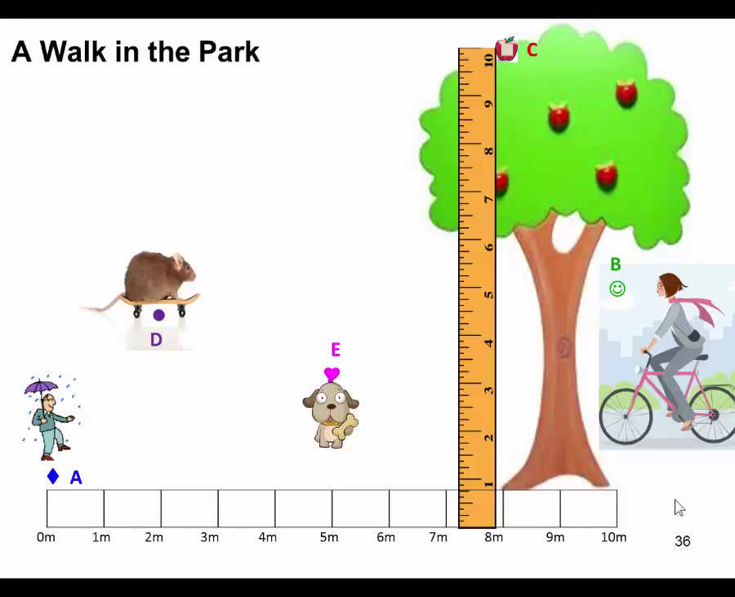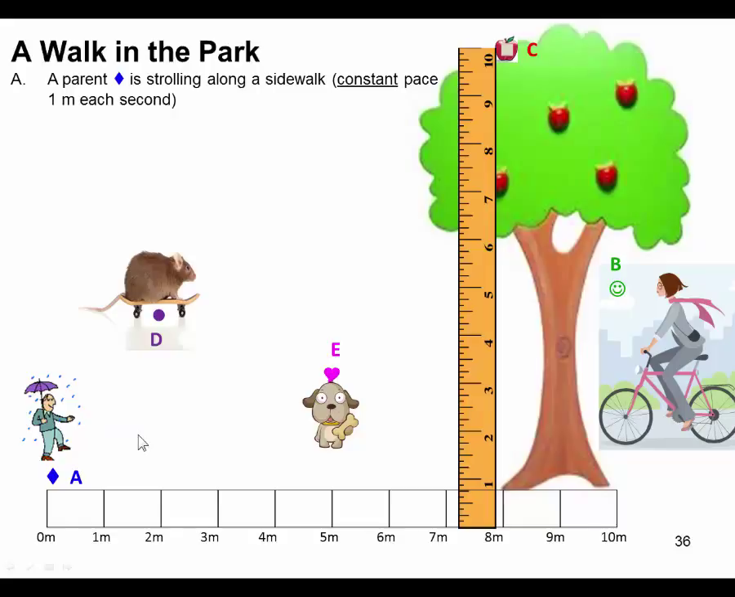So let's take a look at our little family. First of all, we have the father strolling along the sidewalk. And it says he's moving at a constant pace of 1 meter each second. And so here he is down at the bottom here. And we've actually drawn his first point in here. And I will label that with a time 0 just so we can keep track of which point is which.